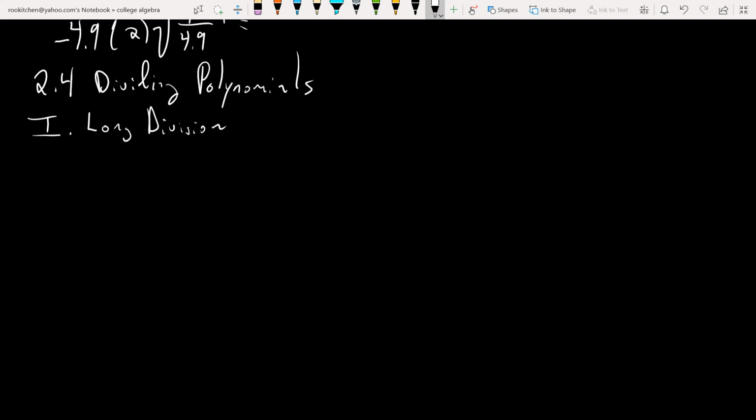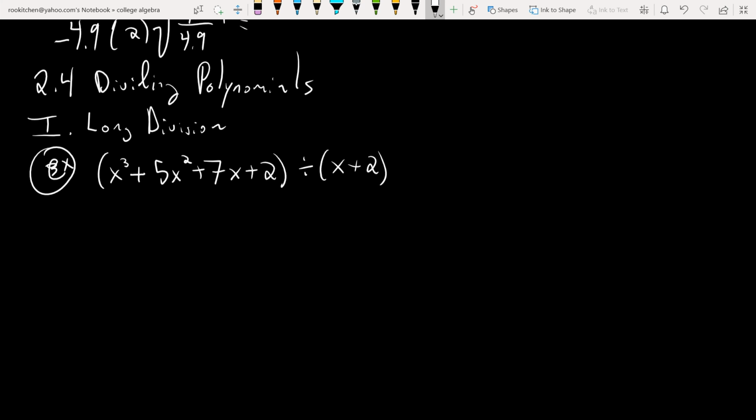Okay. So for example, number 3, well, it used to be number 3, I'm not sure which one it is now, so we'll just put example. So we have x cubed plus 5x squared plus 7x plus 2 divided by x plus 2. Okay, so you do it like you did in arithmetic. All right. So I'm going to put the x cubed plus 5x squared plus 7x plus 2 inside the division symbol here. And then on the outside you put x plus 2.